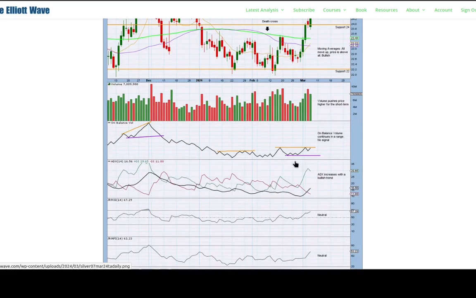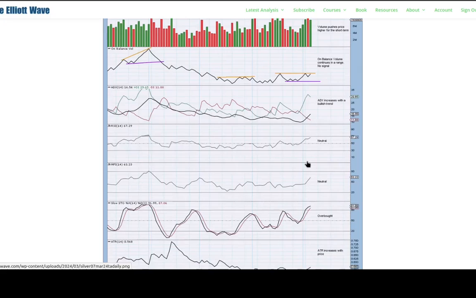On balance, volume continues in a range with no signal, ADX increasing with a bullish trend that is not yet extreme, RSI and money flow both neutral and stochastics overbought.